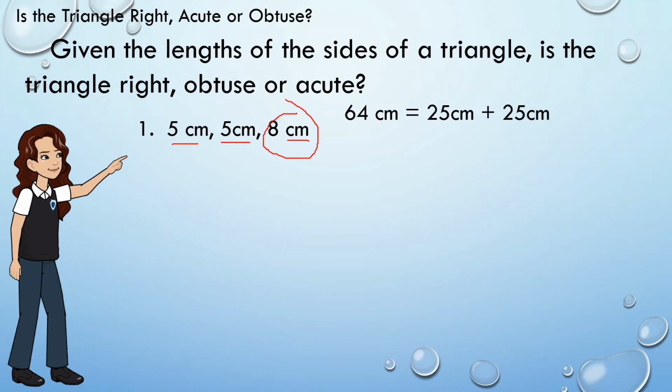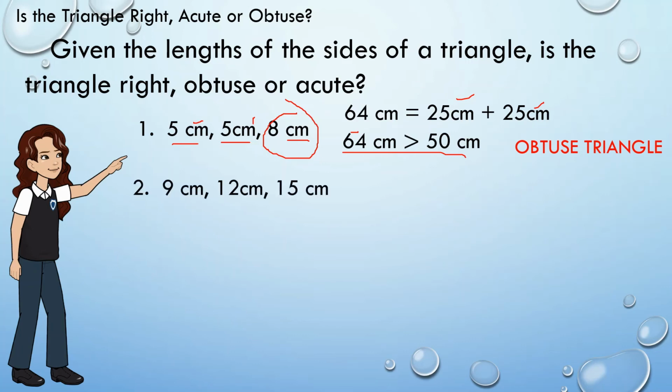So we have 8 times 8 is 64. Then 5 times 5 is 25, and 5 times 5 is 25. When we get the sum, we have 64 is greater than 50. So what kind of triangle is this now? The triangle is an obtuse triangle.